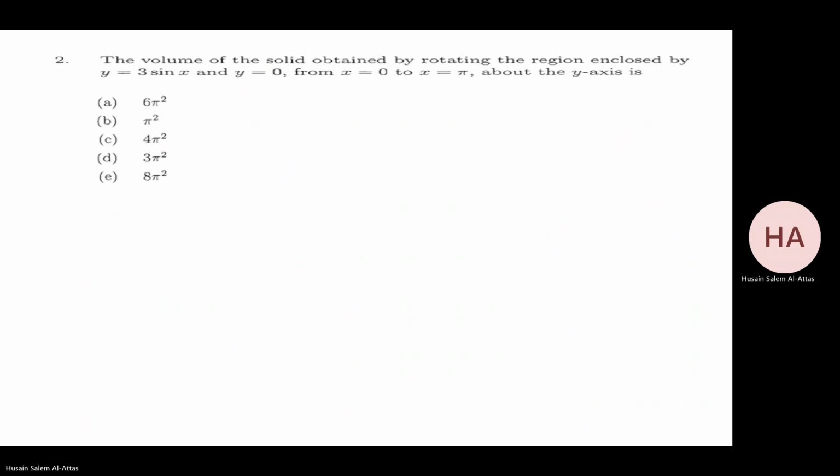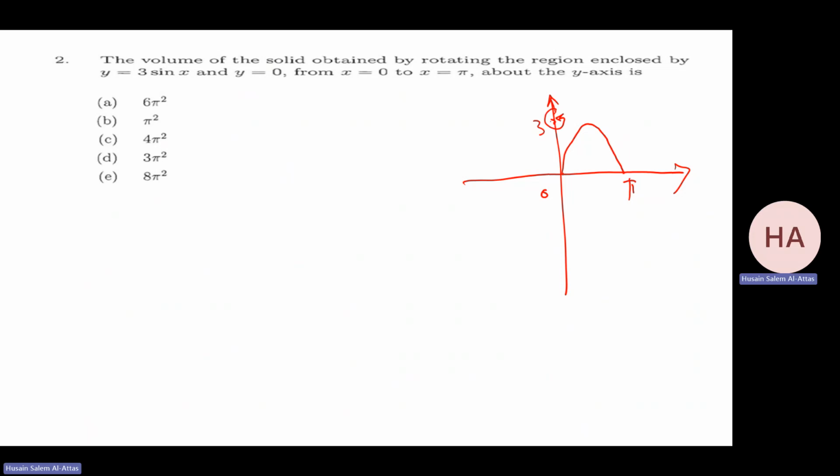We continue doing problems for 7.3. Now we continue. The volume of the solid obtained by rotating the region enclosed by y equals 3 sine x and y equals 0 from x equals 0 to x equals pi. This is 3, this is the sine x, going up like this, this is 0 and pi. And about what? About the y-axis.